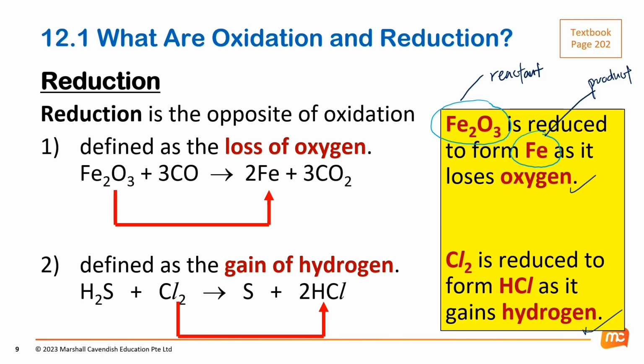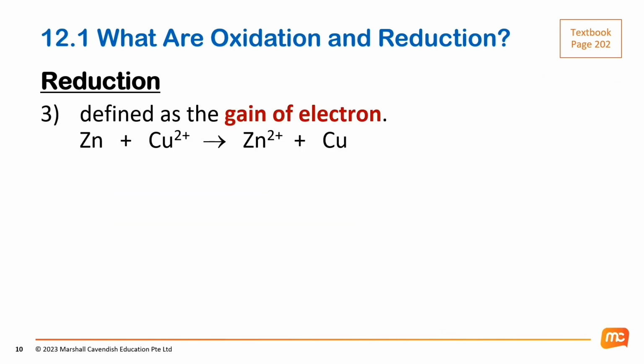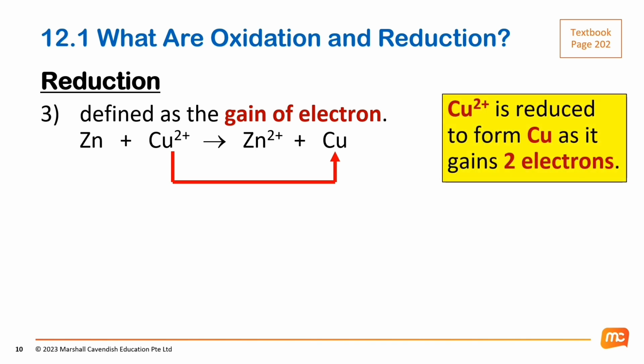Of course, how can we forget the third method, which is to look at electrons, right? So in terms of electrons, it's the opposite, which means that reduction is the gain of electrons. So over here, what does it mean by gain of electrons? If you focus on the Cu2 plus ion, you realize that it actually went from Cu2 plus to Cu, and that itself is a gaining of electrons because it went from positively charged to no charge, right? So how do we describe this? We say that Cu2 plus is reduced to form Cu as it gains 2 electrons. Right, so by and large, this is actually how we go about describing whether an oxidation has been happening or whether a reduction has been happening.